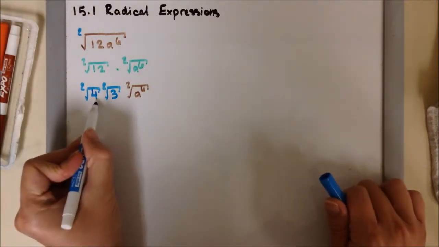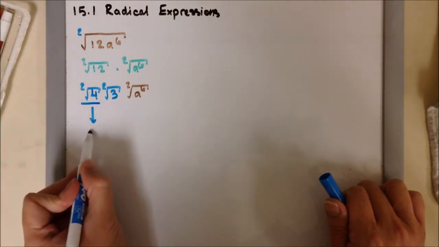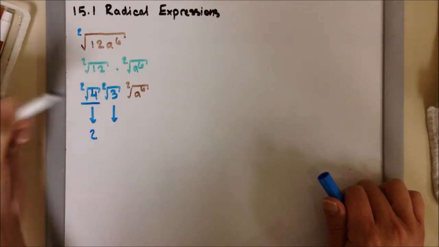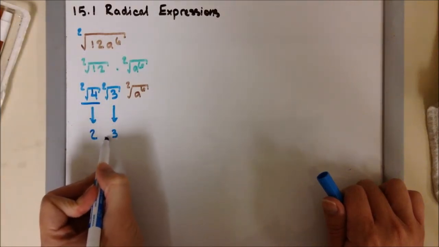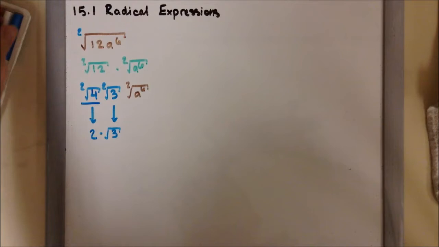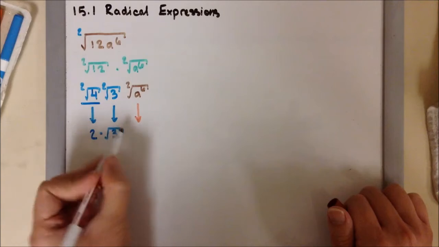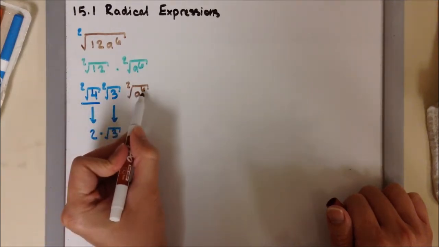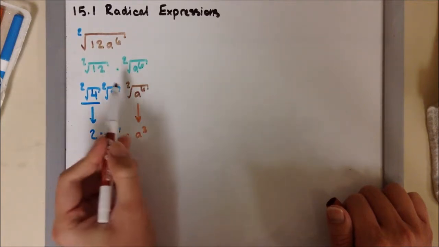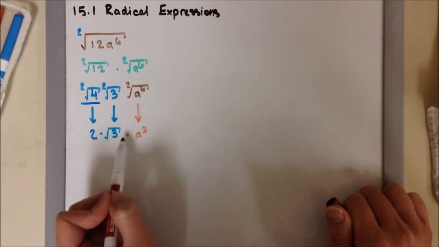So the first one, the square root of 4, it's a perfect square, which will become 2. You can't do the square root of 3, so it stays the same. And it's multiplying. Now for the square root of a to the 6th power, 2 can go into 6 3 times. So I'm going to write a to the 3rd power. Since 2 can go into 6 3 times, then the exponent on the a is 3 without the radical.